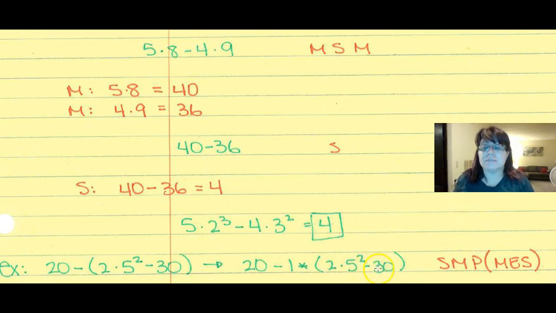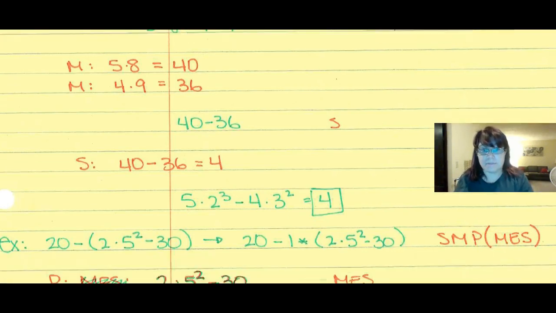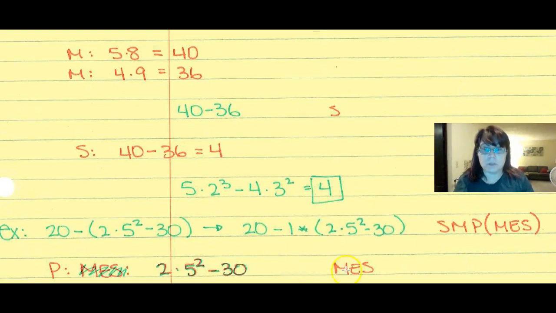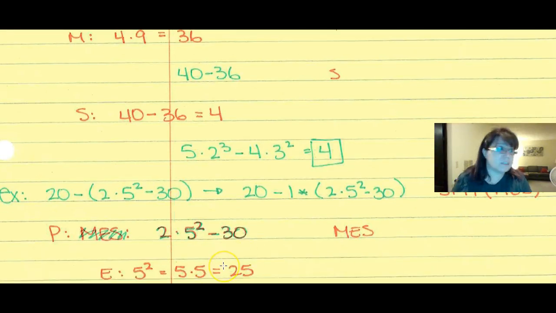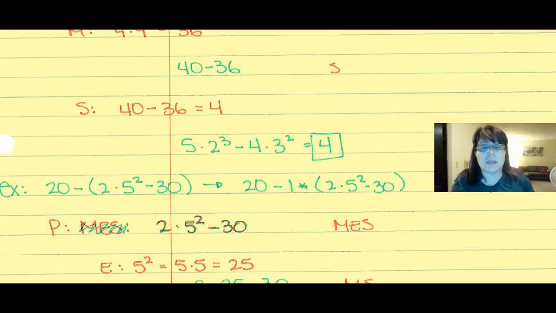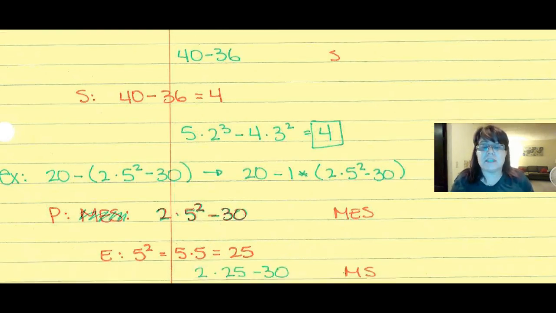exponents, and subtraction. What's first? Everything in the parentheses is first, but I have to follow order of operations inside the parentheses. So between multiplication, exponents, and subtraction, it's going to be exponents first. 5 squared is 5 times 5 equals 25. Our problem becomes 2 times 25 minus 30. I am left with multiplication and subtraction inside those parentheses.